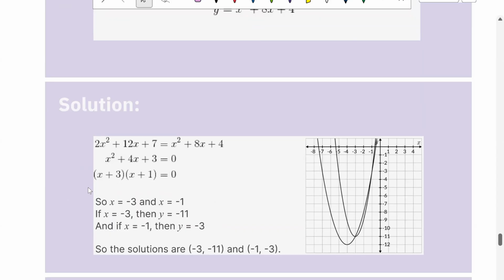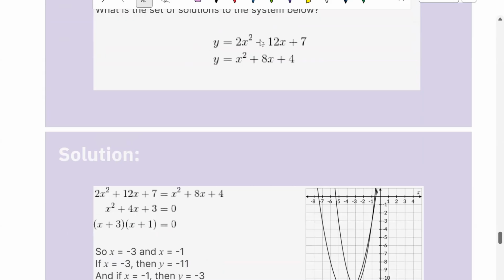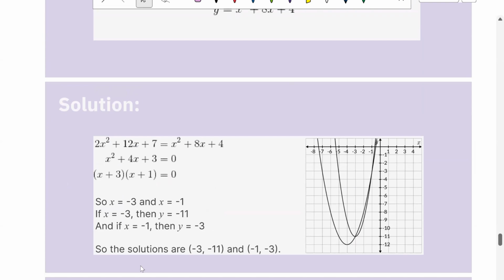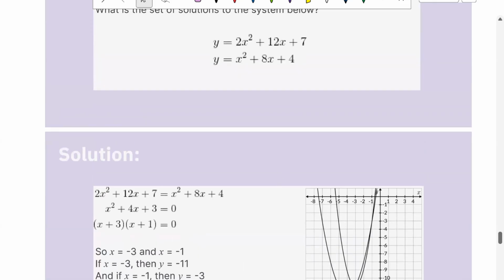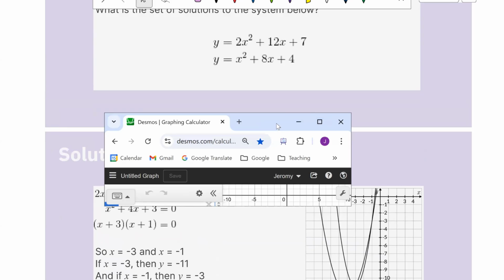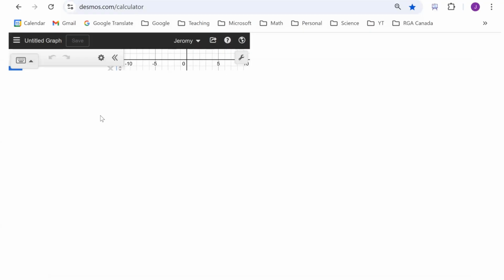We plug that value for x into the first equation, figure out what our answer is, plug that same value of x into the second equation, figure out what our answer is. And here the solution is -3, -11. Let's just type this into Desmos because I think that we could save a lot of time by just typing these into Desmos. So the first one's 2x squared plus 12x plus 7.